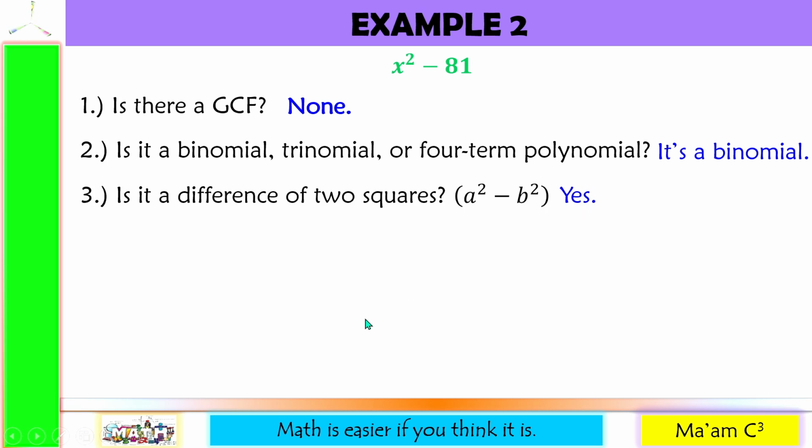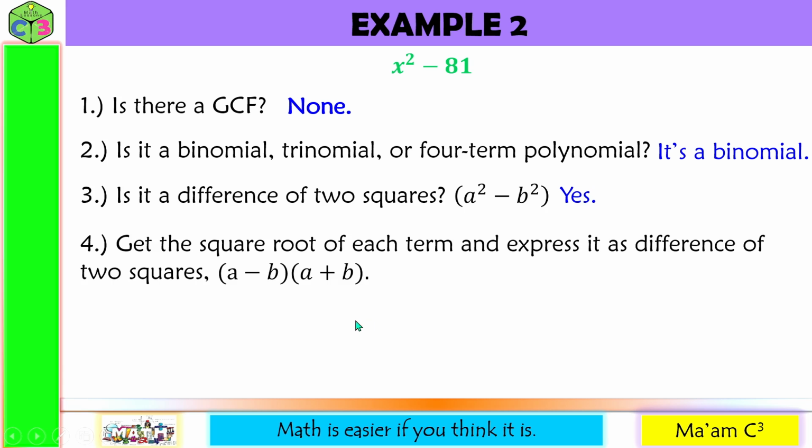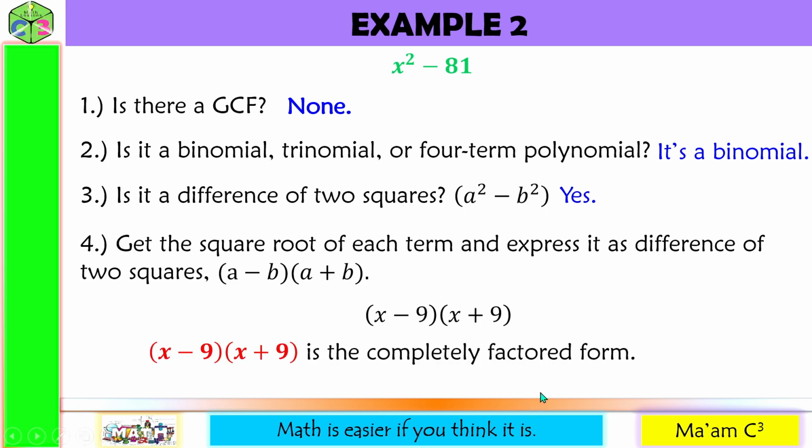So next step is to get the square root of each term and express it as a difference of two squares, quantity a minus b times quantity a plus b. So let us create the two parentheses. Next, we're going to get the square root of x squared, and that would be x. So we're going to write x here and another one here. Next one, the square root of 81 is 9. So we're going to write 9 here as well as here. And finally, we're going to put minus and plus sign in between. So quantity x minus 9 times quantity x plus 9 is the completely factored form.